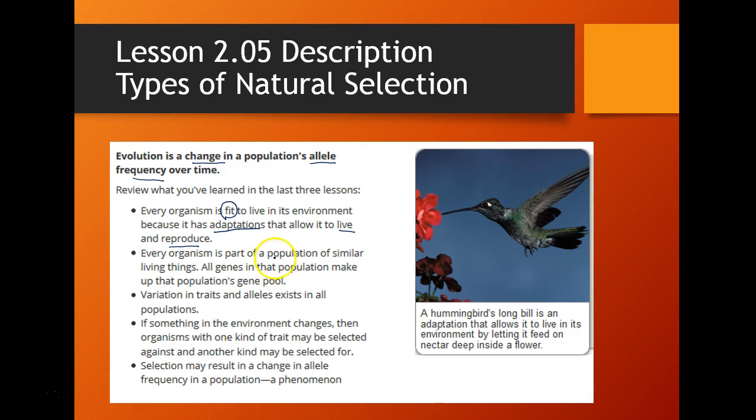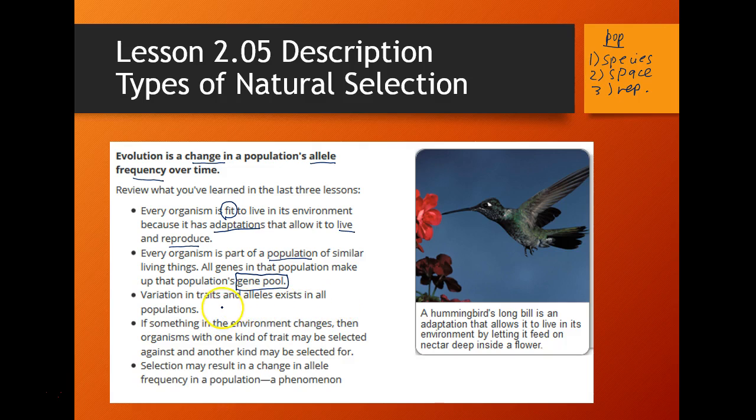Every organism is part of a population of similar living things. Remember when we define a population, we can define it as organisms that are the same species, share the same space, and also reproduce with one another. Okay, so those are the 3 characteristics of a population. All the genes that are in that population make up that population's gene pool. So all the genes, all the alleles that exist make up the gene pool.